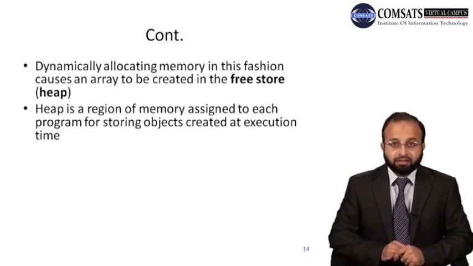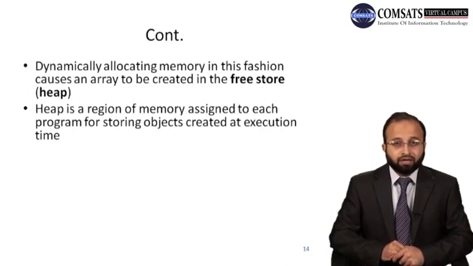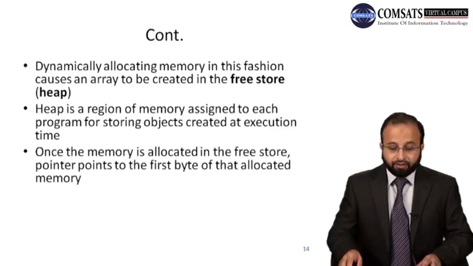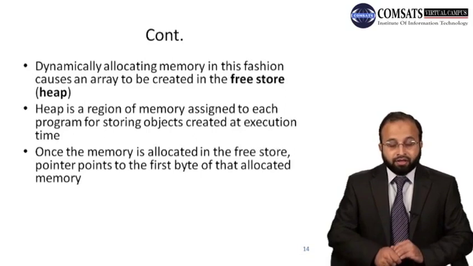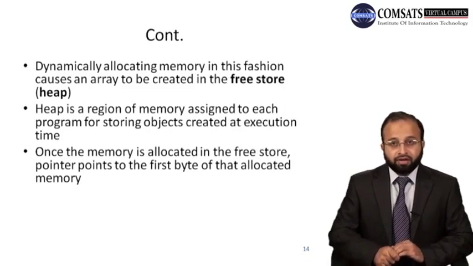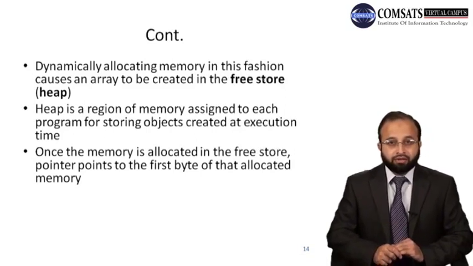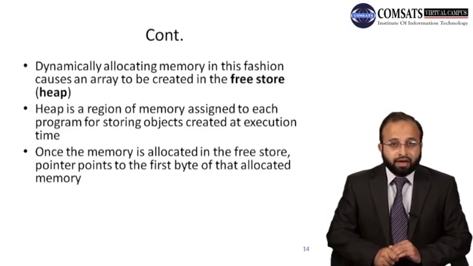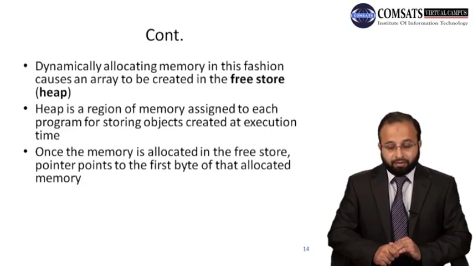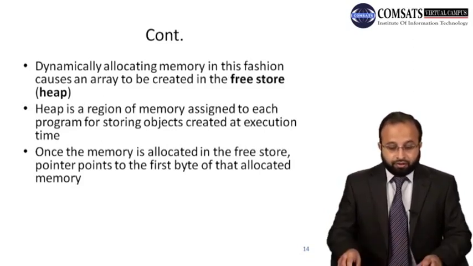So if you write int x, that is not dynamic memory allocation, that is static. You know at compile time that you have to allocate 4 bytes for x, right? Once the memory is allocated in the free store, a pointer points to the first byte of that allocated area. So what the new operator will do, it allocates the memory, whatever size we tell it, and then it returns a pointer. Now using that pointer we can access that memory location in the free store.